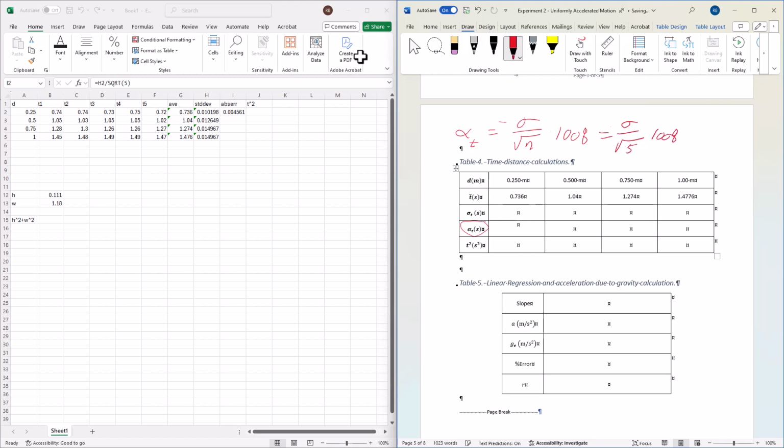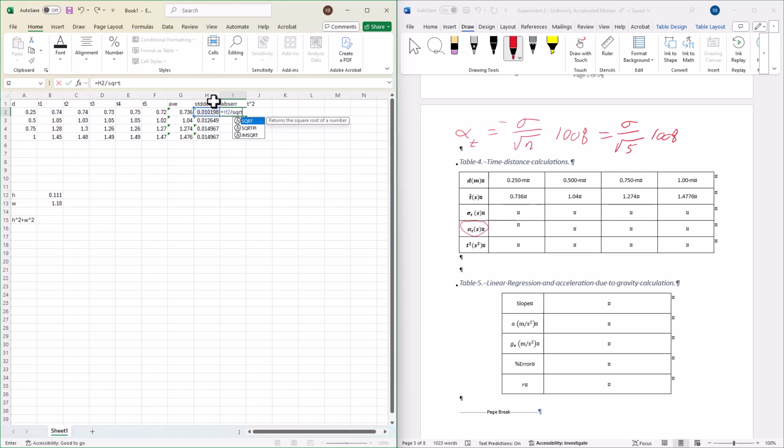Okay, so let's come back to this formula right here. And let's just do it one more time. Equals that value right there divided by SQRT parenthesis 5 times 100. There you go. Okay, now we can copy that. And we can paste, and those are our absolute errors. And of course, we can fill out that information here.